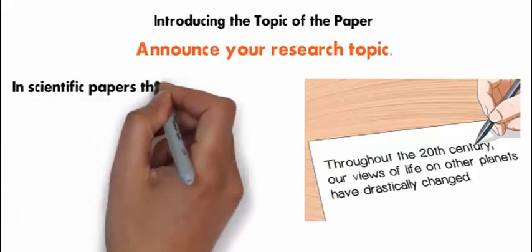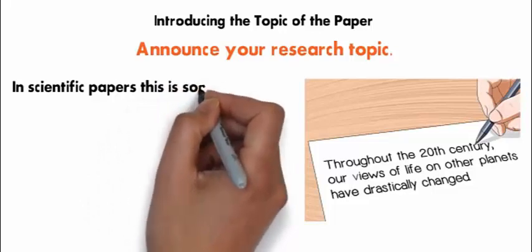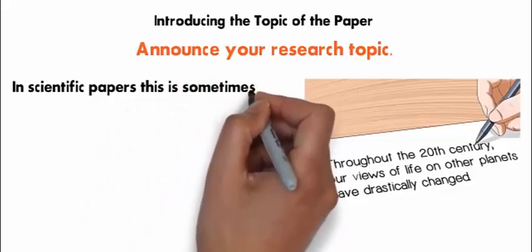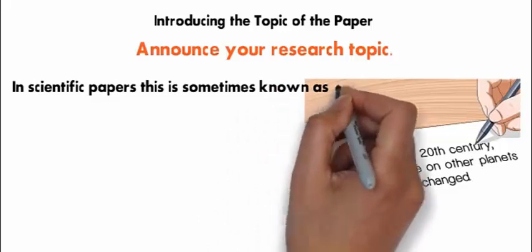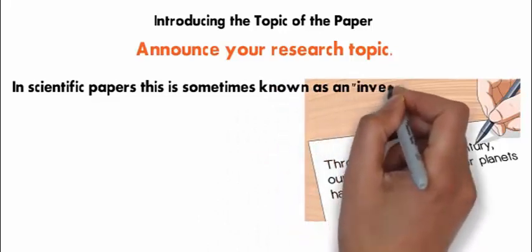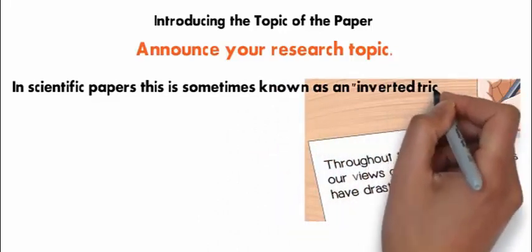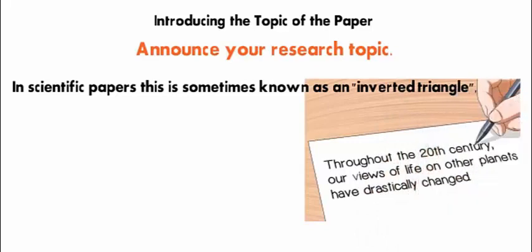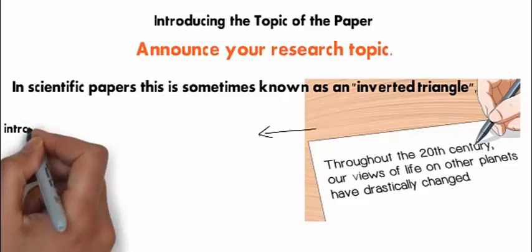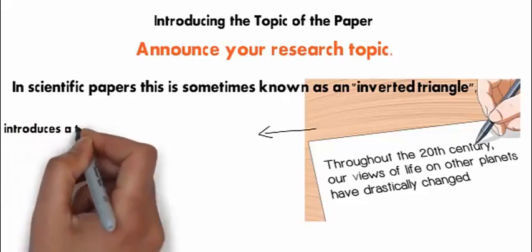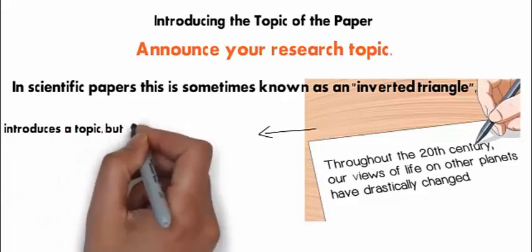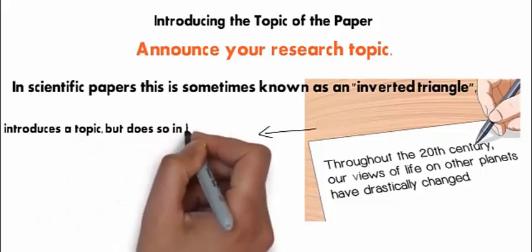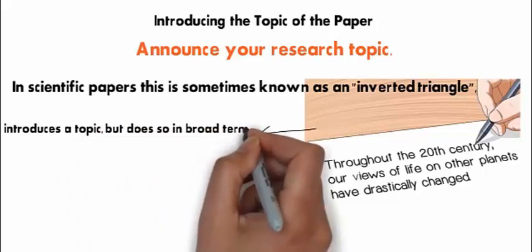The first few sentences should act as an indication of a broader problem which you will then focus in on more closely in the rest of your introduction, leading to your specific research questions. In scientific papers, this is sometimes known as an inverted triangle, where you start with the broadest material at the start before zooming in on the specifics.